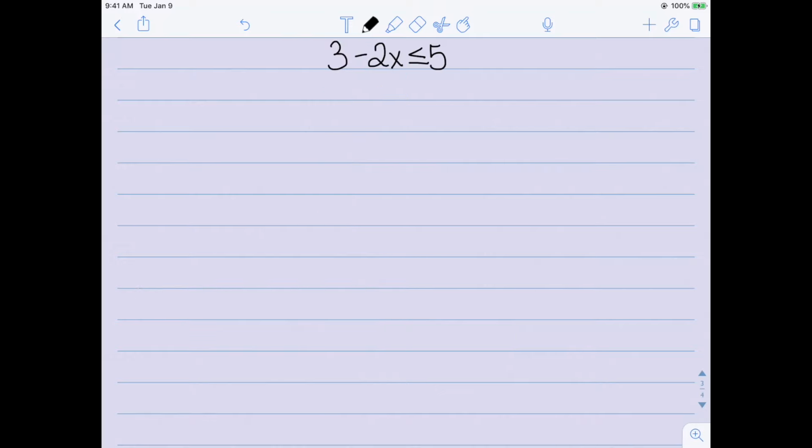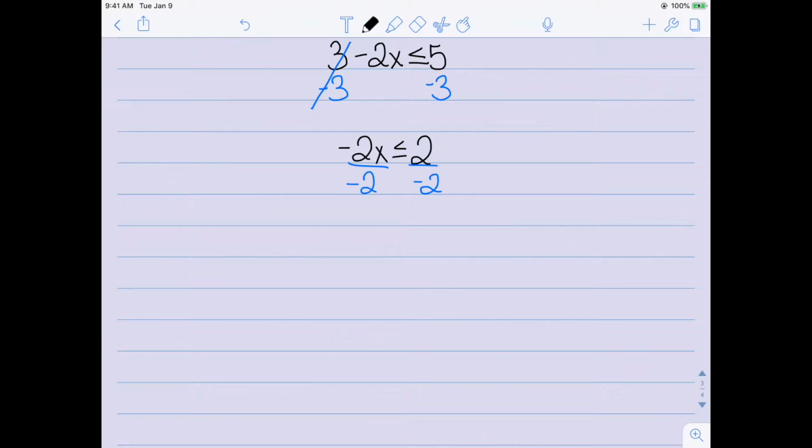For my next example, I have 3 minus 2x is less than or equal to 5. My first step is going to be to subtract 3 from both sides. So we subtract 3 from both sides, and that leaves me with negative 2x is less than or equal to 2.